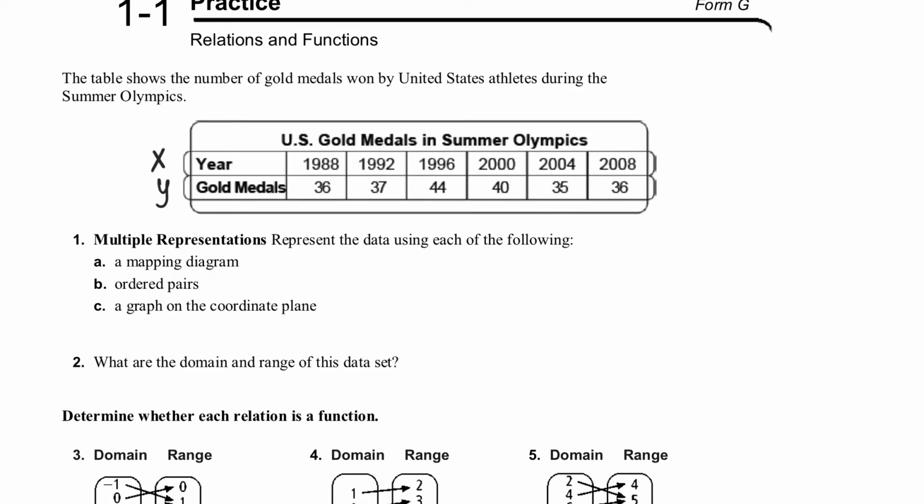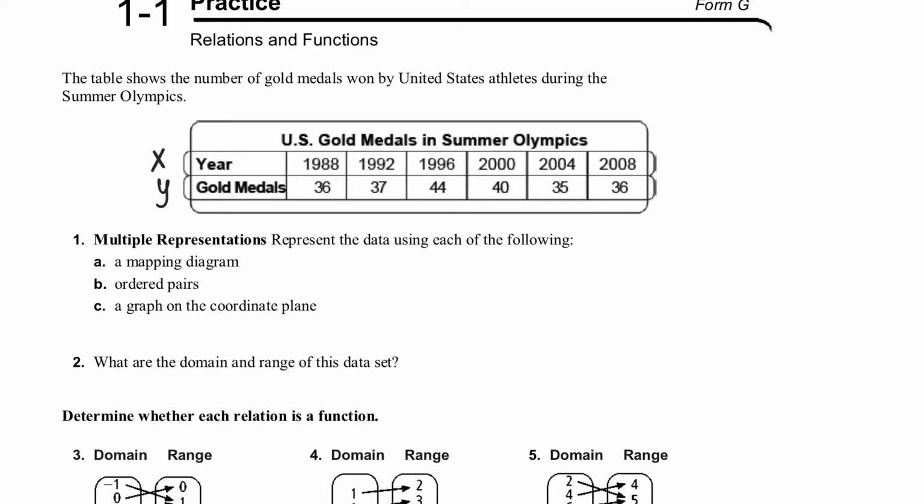This is your homework that I assigned. It says the table shows the number of gold medals won by the United States athletes during the Summer Olympics. In class, I told you that the year would be the X value and the gold medals is the Y.